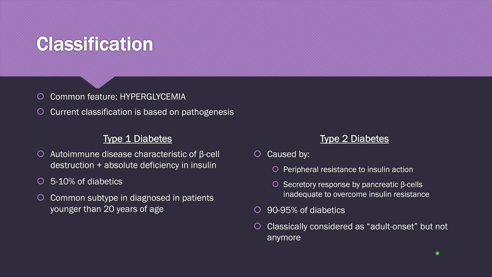And classically, this is considered adult onset, but not anymore as well. We no longer use adult onset DM. We also no longer use insulin dependent, because we all know that if you leave even type 2 untreated, you will need insulin as well. So, that is no longer used as a basis for classification.